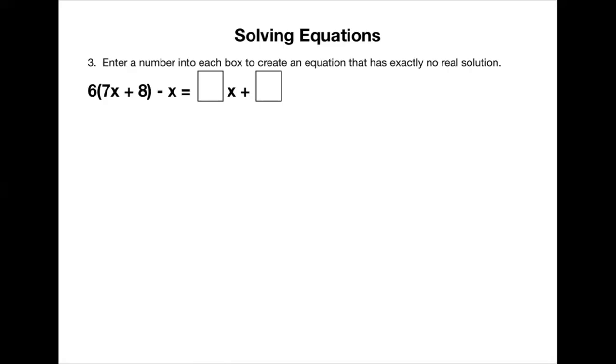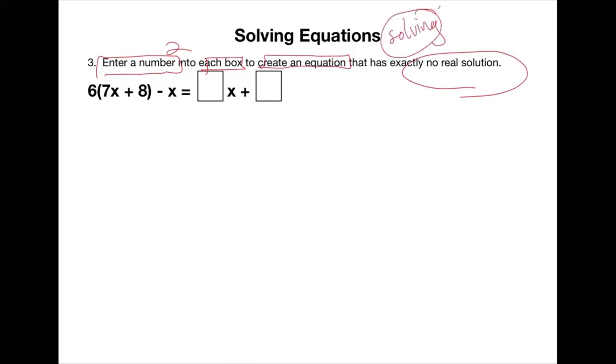So you should immediately be looking at, okay, I want something with no real solutions. I'm going to pick a number into each box. That means I need 2 numbers. And I'm going to be creating an equation. Notice I am not solving an equation. I'm just creating an equation. All right. So let's look at what that means here for us.